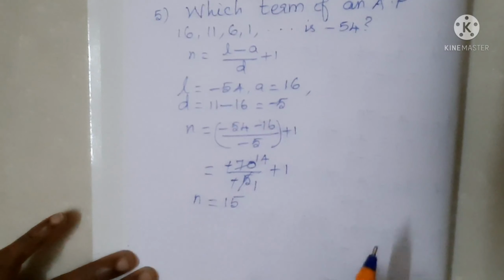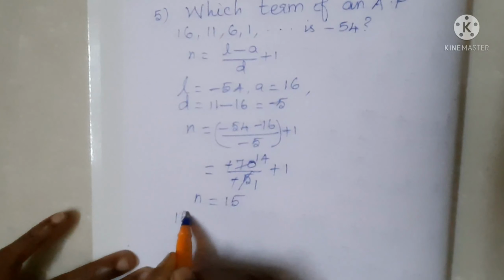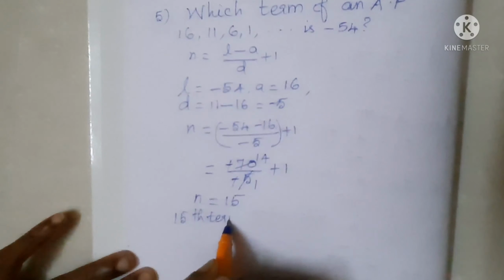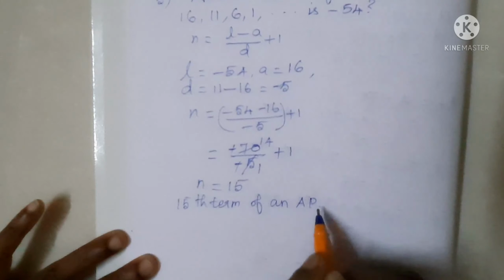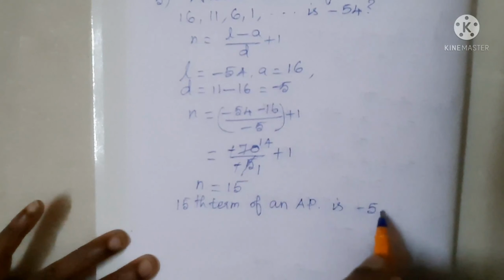So which term of an AP, that was the question? So the 15th term of an AP. You should write like this: 15th term of an AP is minus 54. That's all for this sum.